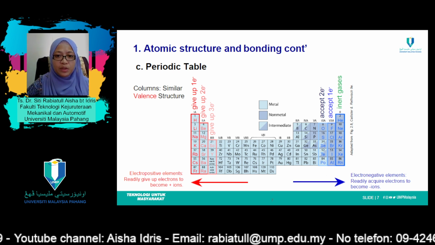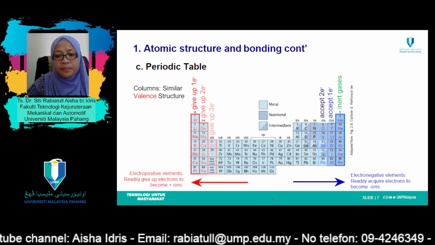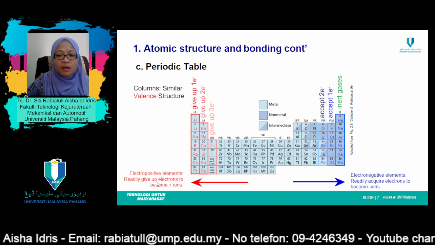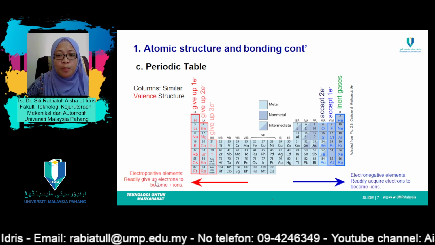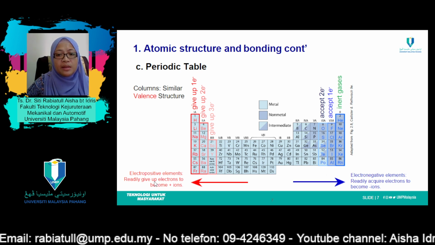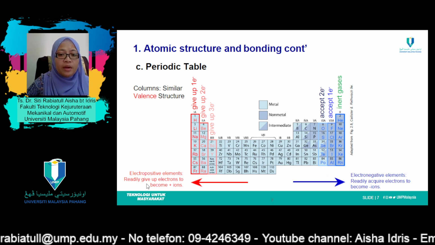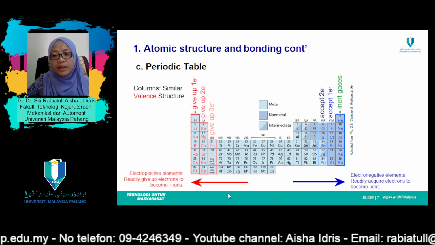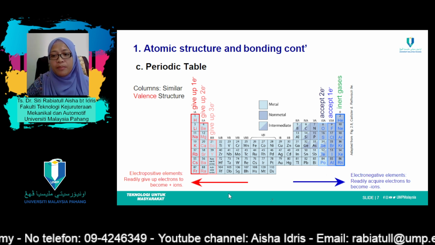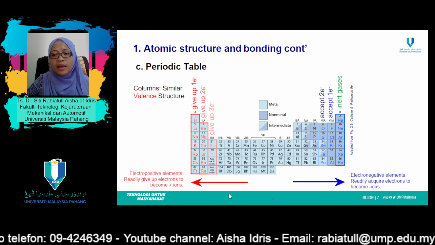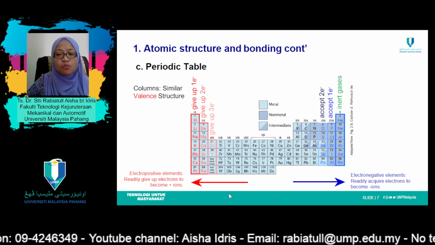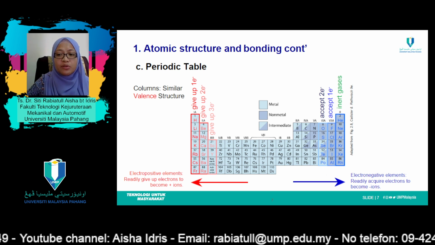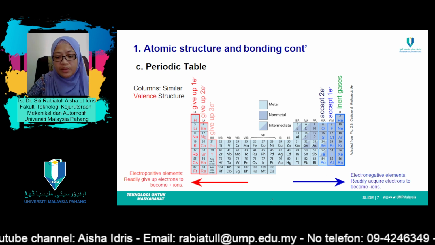And if you refer to the periodic table here, to the left, meaning electropositive elements, which means the materials are ready to give up electrons to become positive ions. And to the right, the materials represent the electronegative elements, whereby they are ready to acquire or receive electrons to become negative ions.